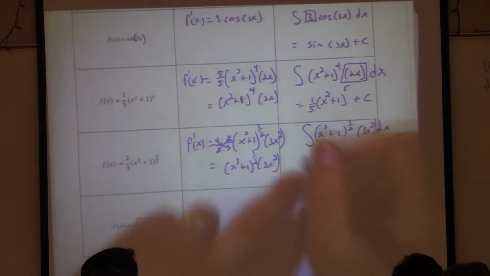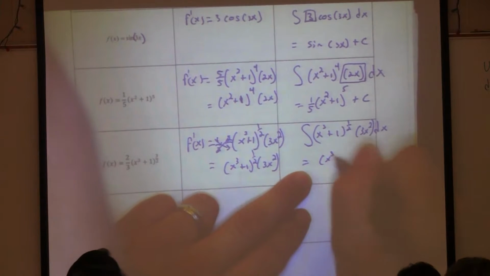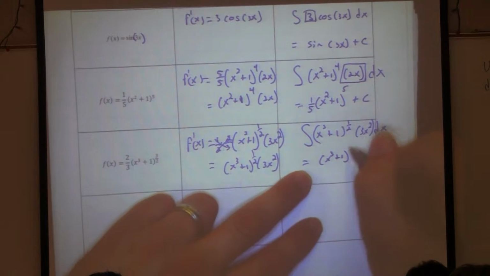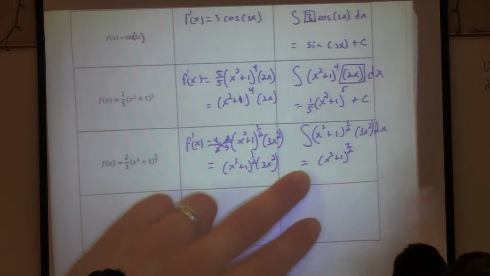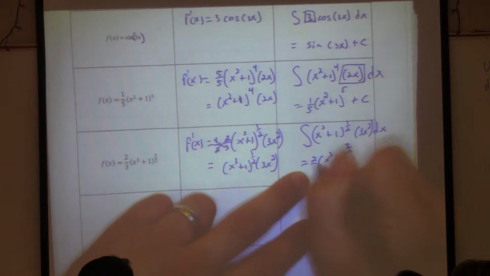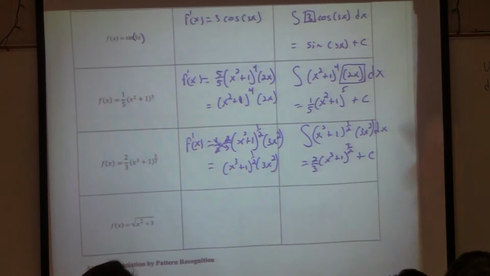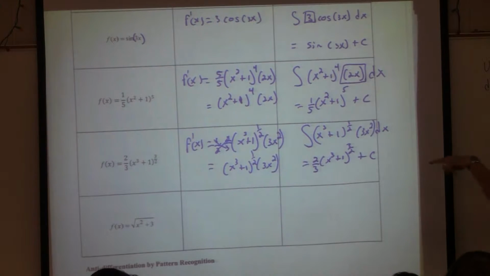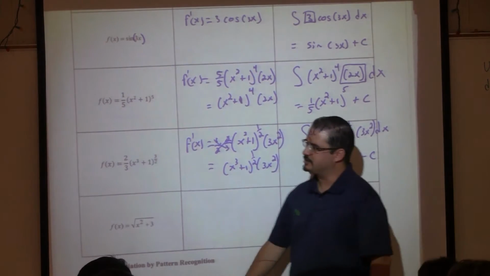Quick, what do we get? X to the third plus 1 to the 3 over 2, divided by 3 over 2, which is times 2 over 3, plus c. Is that the same answer as the first one? It should be.